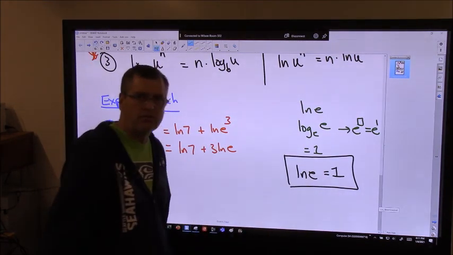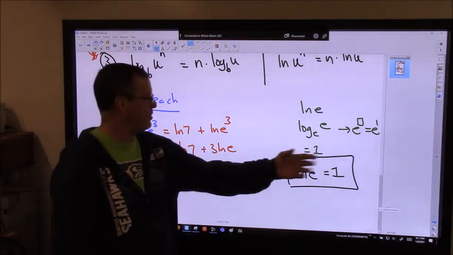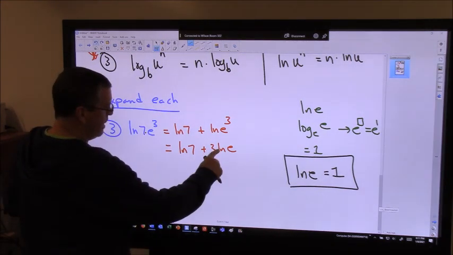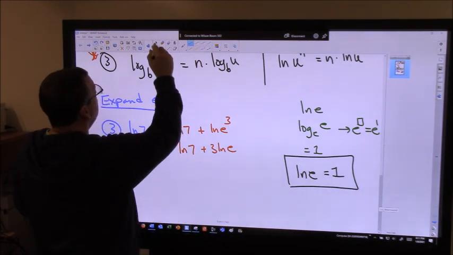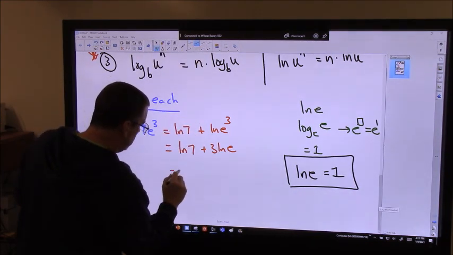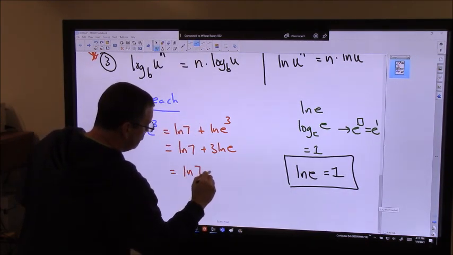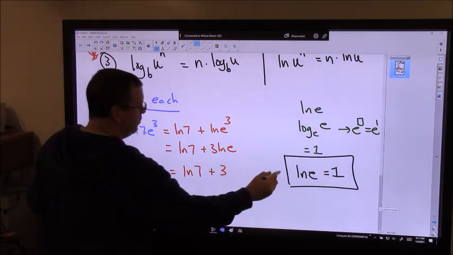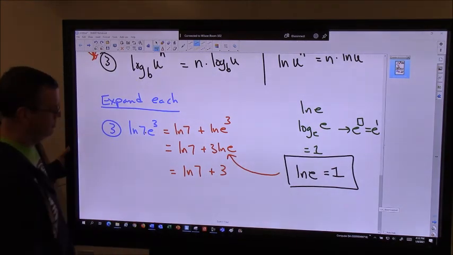That could go on your note card. It's a definition. Something that's always true. Right? So when I see that right there, I go, oh, well, that's just 1. So really, this should equal natural log of 7 plus 3. There, I fully expanded that now. There's my answer.